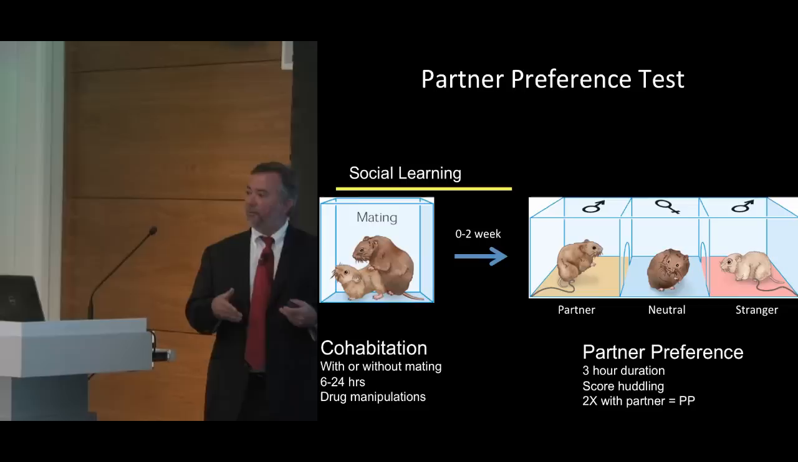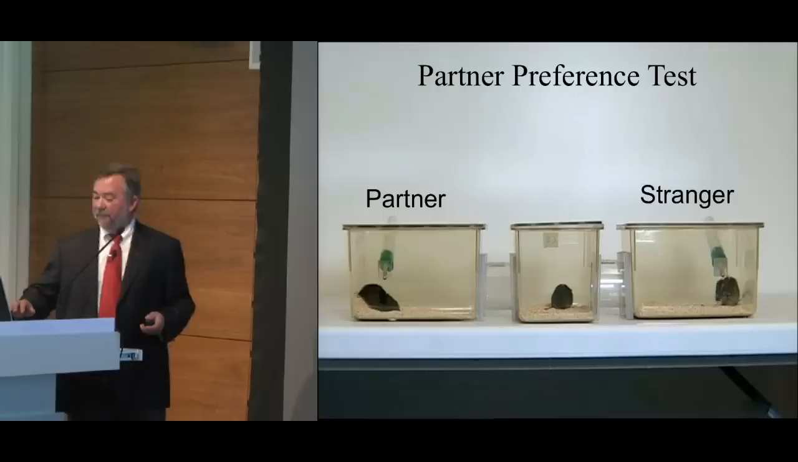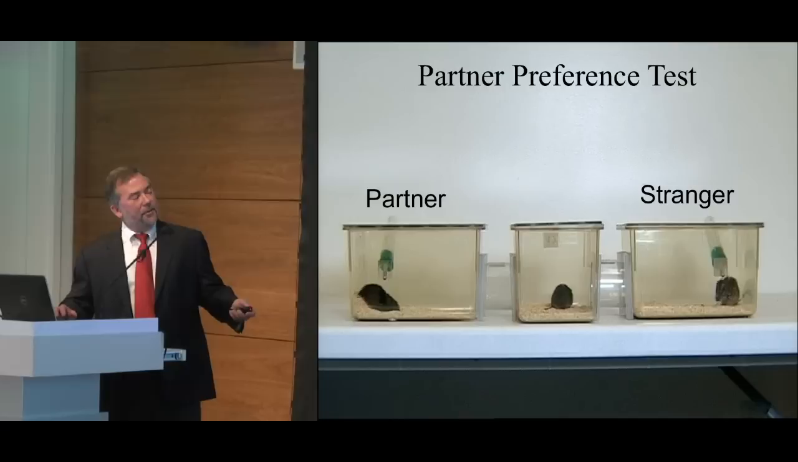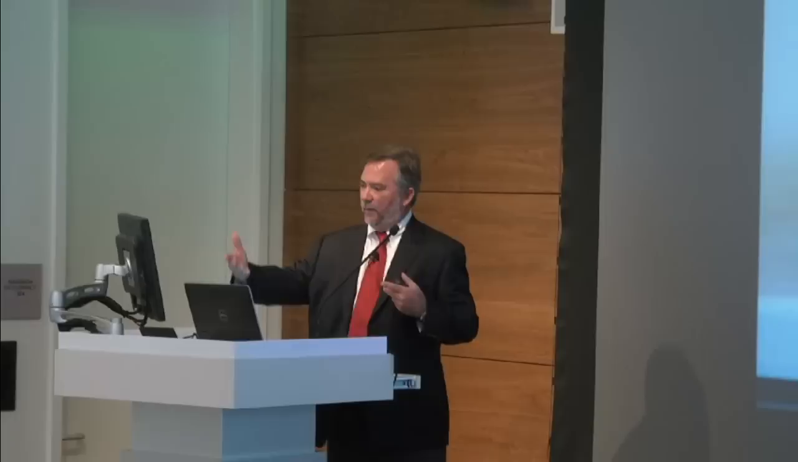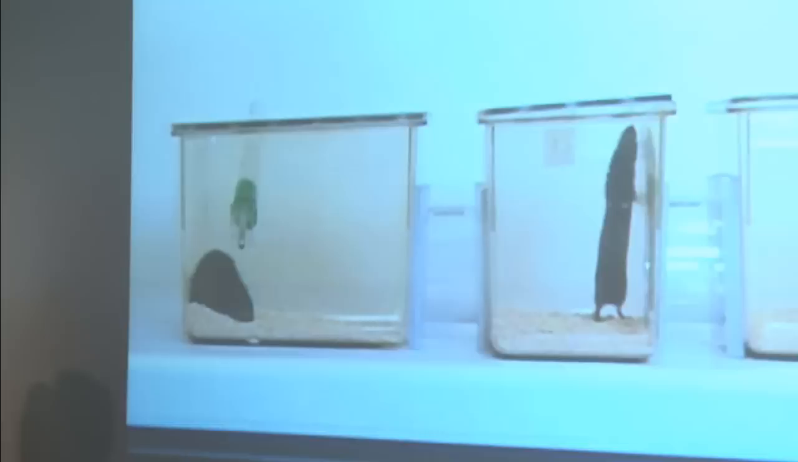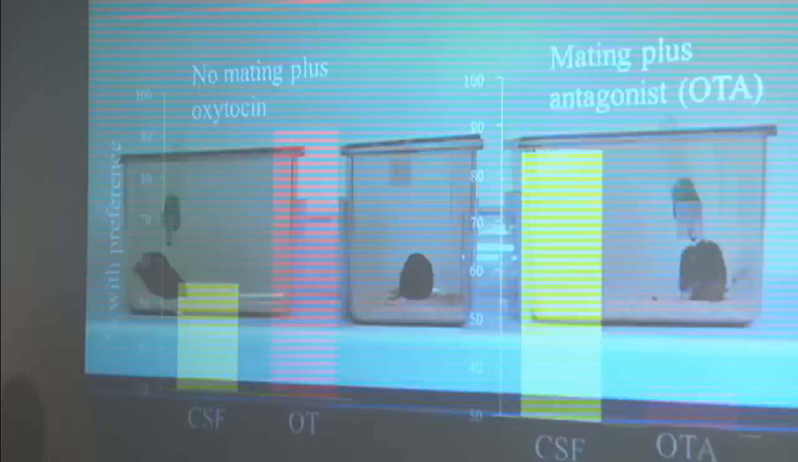This video is actually of a male in the middle. This is the female that he spent the night with the night before, and a novel female here. And what we found through this kind of system is that mating facilitates partner preference formation. The act of sex facilitates it. So, actually, whoops, I forgot. I pushed this button. It stops the video.